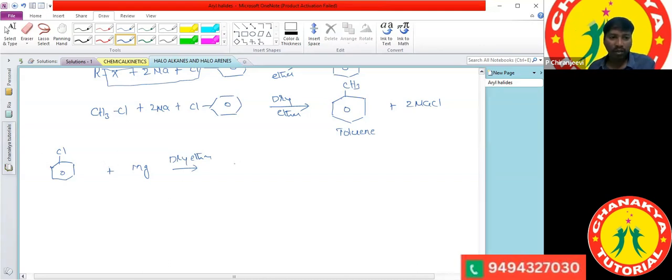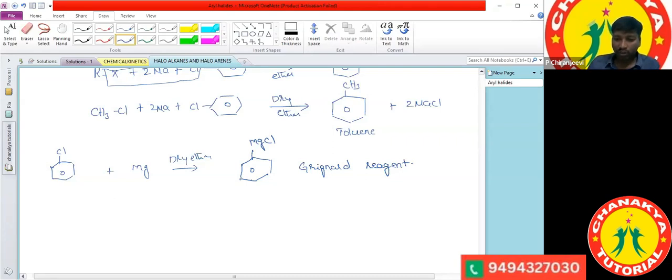Now if you see in this one, when chlorobenzene reacts with magnesium, it forms phenyl magnesium chloride. Phenyl magnesium chloride also we can call a Grignard reagent. So all these are the different types of reactions we have. Now you got the clarity?